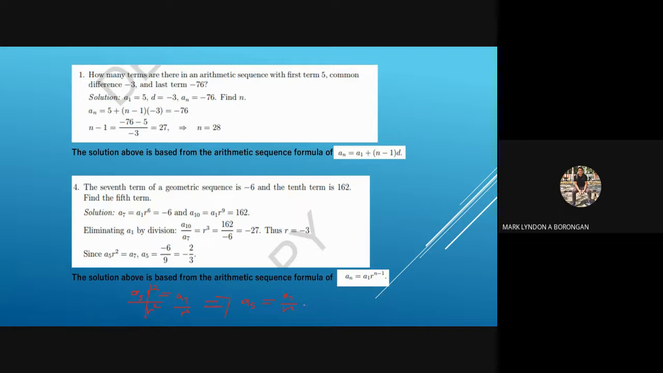So what is your a sub 7 there, right? Negative 6. Your r squared: since r is negative 3, if you square r, that is just negative 3 times negative 3, which is 9. So negative 6 over 9. If we simplify, you'll get negative 2 over 3. So that is our fifth term: negative 2 over 3. Okay?